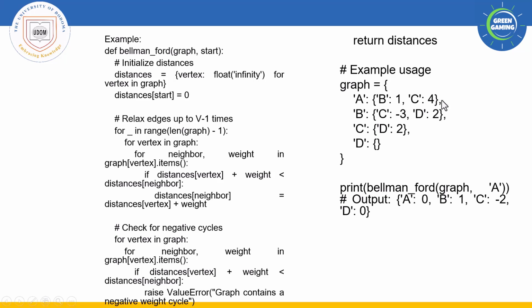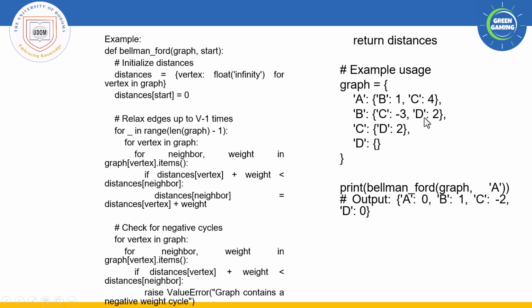It explores C, and we get C equal to 4. Then it will go to the vertex B. It will see C. B is what? B is 1. C is negative 3, right? So we get 1 plus negative 3, which gives C equal to negative 2.